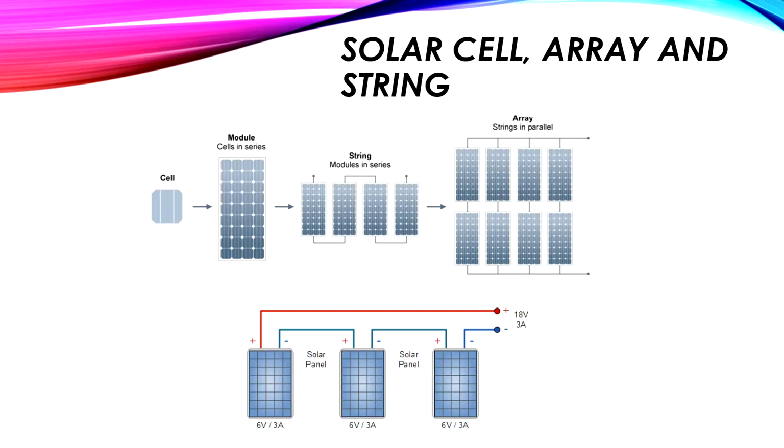So the first thing: our PV system consists of a group of modules, strings, and finally arrays. So what does cell, module, string, array mean? Okay, the cell represents the smallest component in a PV system. This cell is used to convert the solar energy into electrical energy. This cell produces from 0.5 to a maximum of 0.9 volt.